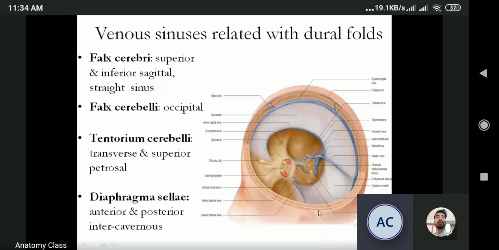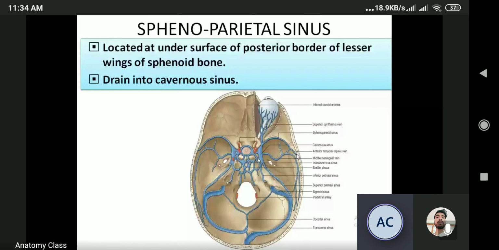While along with the diaphragma sellae, now, without looking at this, tell me which dural venous sinuses are related with the diaphragma sellae. At least one of you speak out: along with the diaphragma sellae, which dural venous sinus is related?